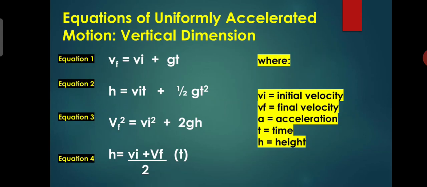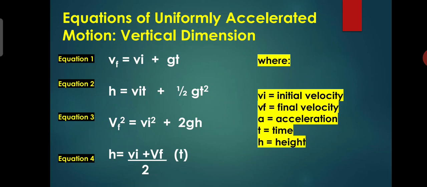Here we also have equations for the vertical dimension of UAM. Equation 1: VF is equal to VI plus GT. For this one, the A is just replaced by G, where G is the acceleration due to gravity. Equation 2: H is equal to VIT plus 1/2 GT squared. Equation 3: VF squared is equal to VI squared plus 2GH. Equation 4: H is equal to VI plus VF over 2 times the time.